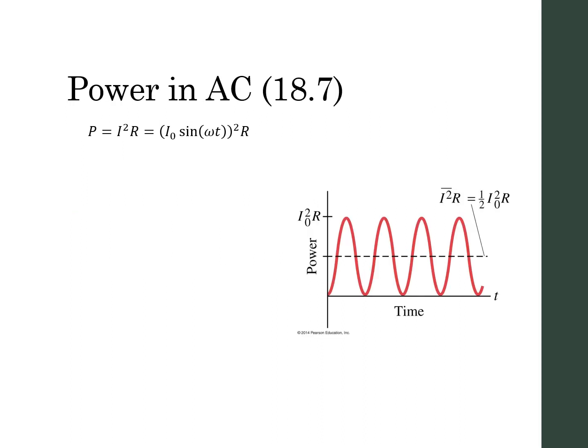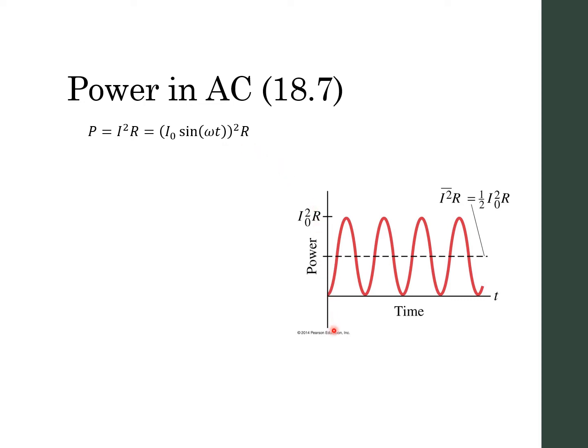You can then go through and do the same type of thing for looking at power in an alternating current. Here we're using the same equation for power: current squared times resistance. We can plug in our equation for current and square it. Basically it just means our power over time is going to be alternating.